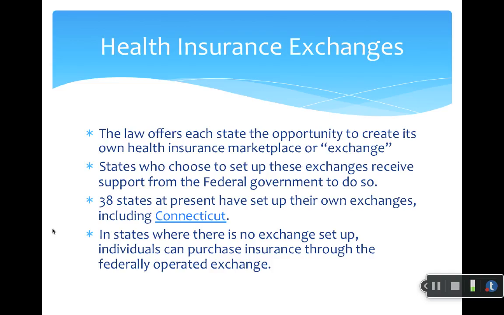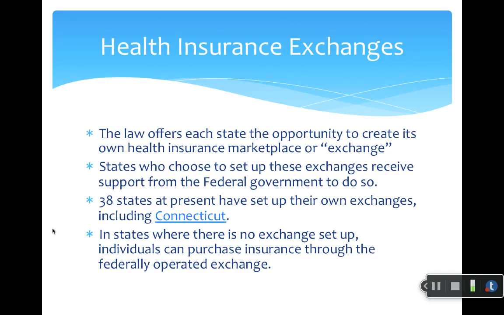You can go to accesshealthct.com and you can go on to the website and you can put in your personal information, how much money you make per year, how old you are, and it will generate an estimate of what you'll pay per year and also what your subsidy will be, how much money you will get back.